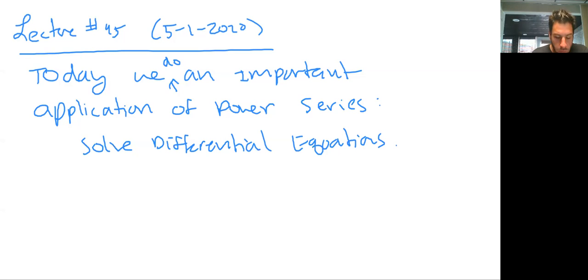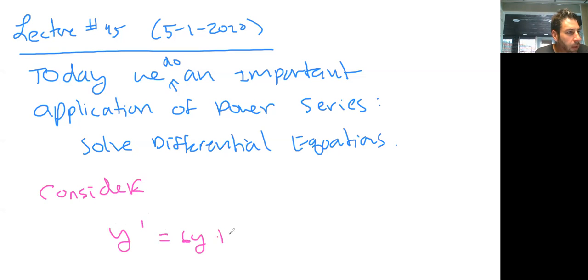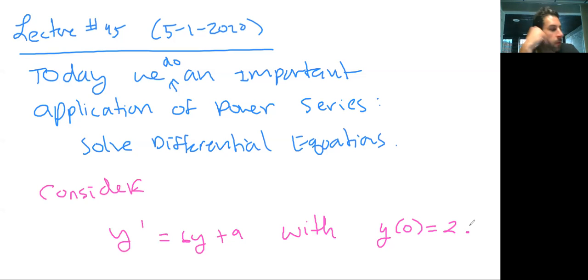So here's what we want to do. Consider this equation: y prime equals 6y plus 9, with this initial condition. We want a specific solution that satisfies y of 0 equals 2. So we'd like to solve this equation.